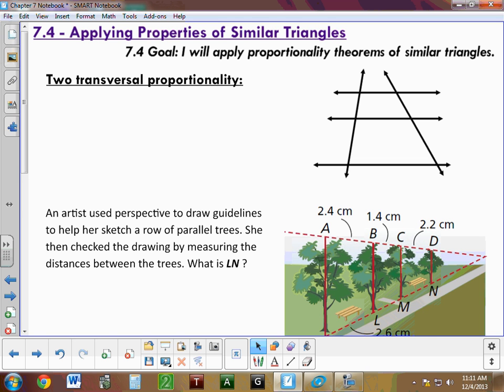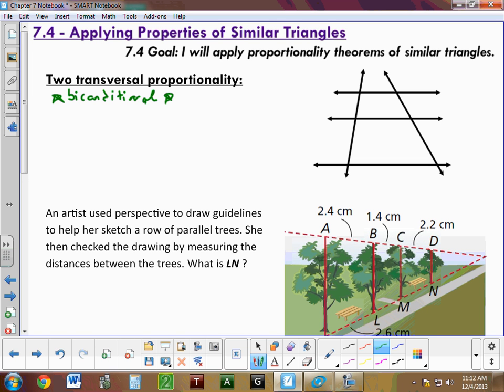So the two-transversal proportionality thing, that's what your book calls it. It's just got a funny name, but I don't care that you know the name. I care more that you can use it, which is pretty typical. This is also going to be a biconditional, so it goes both ways. So if you have lines that are parallel to other transversals, then they divide those proportionally.